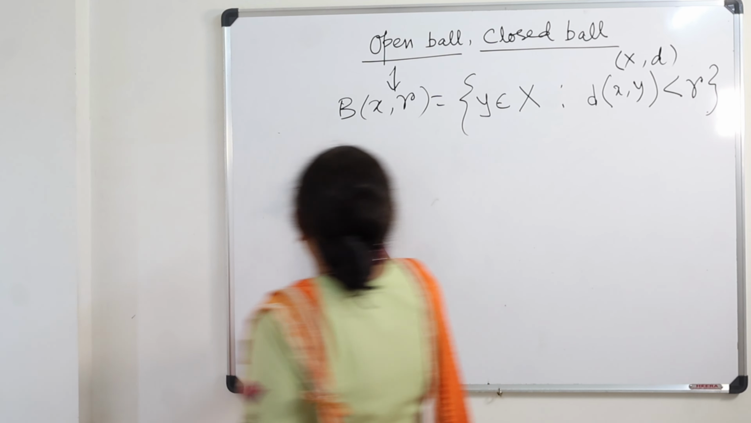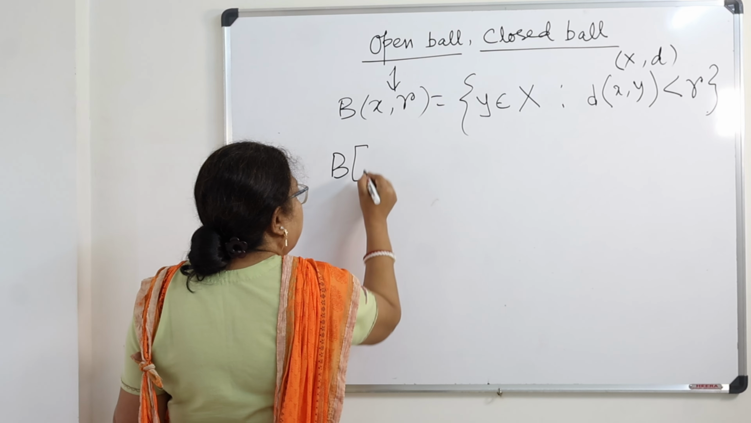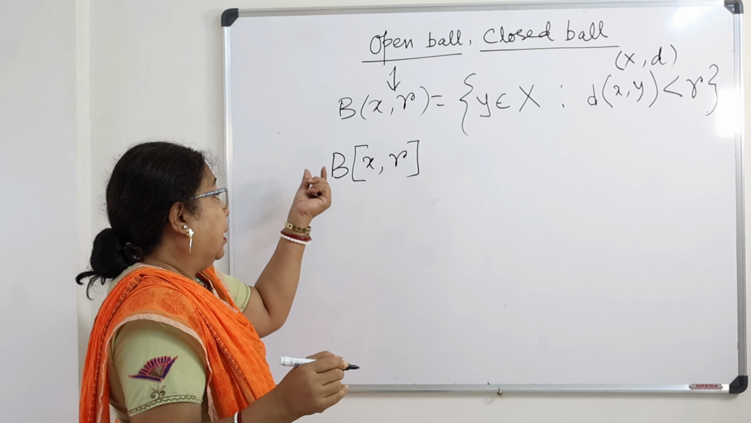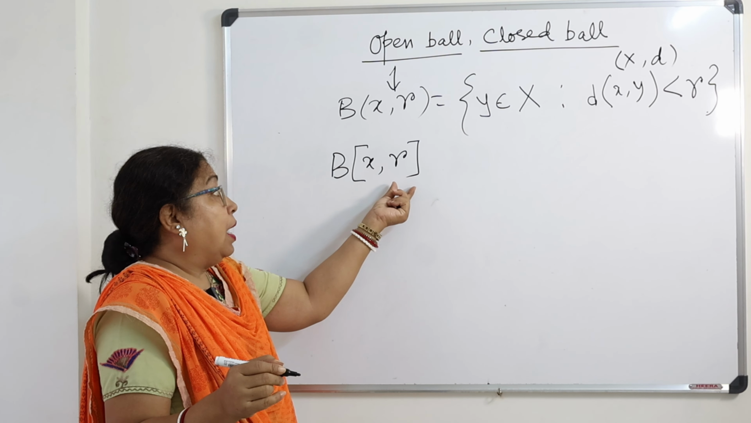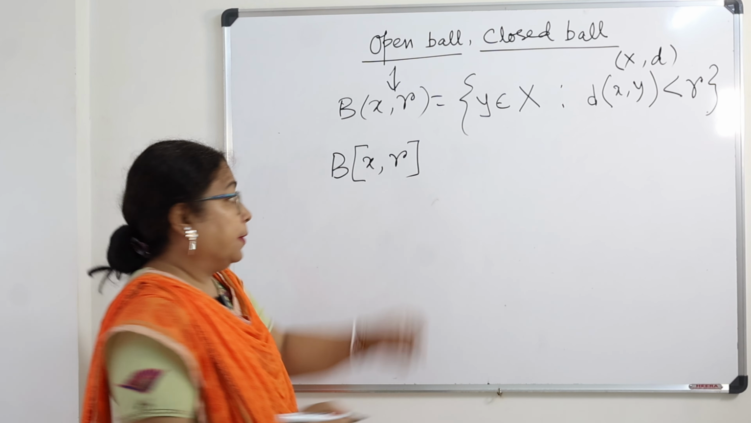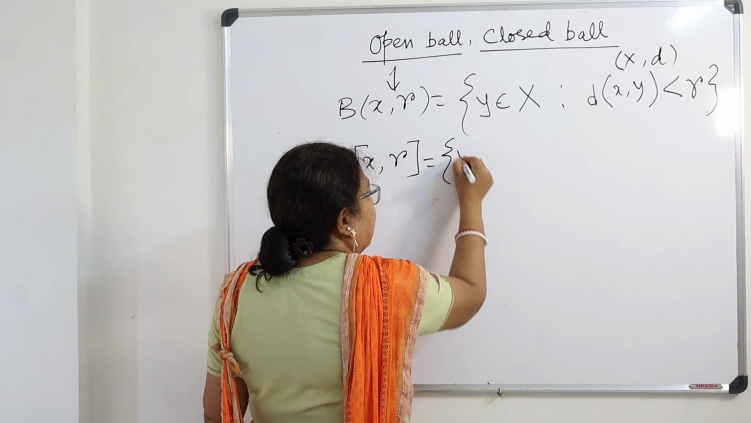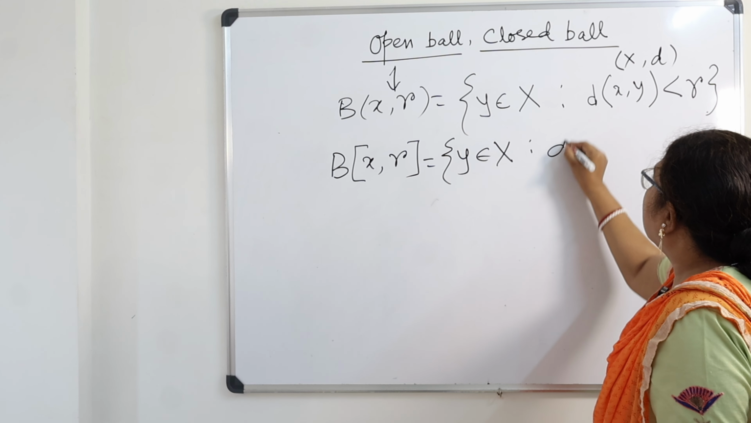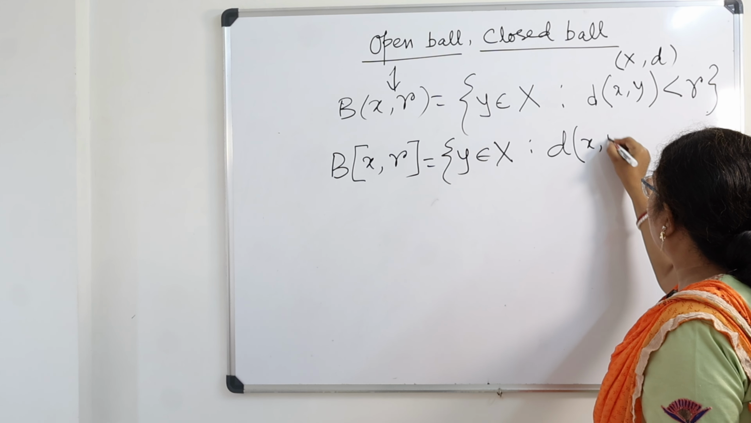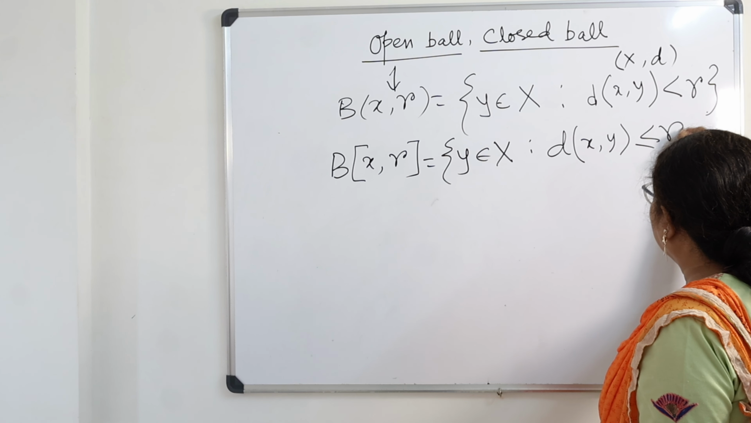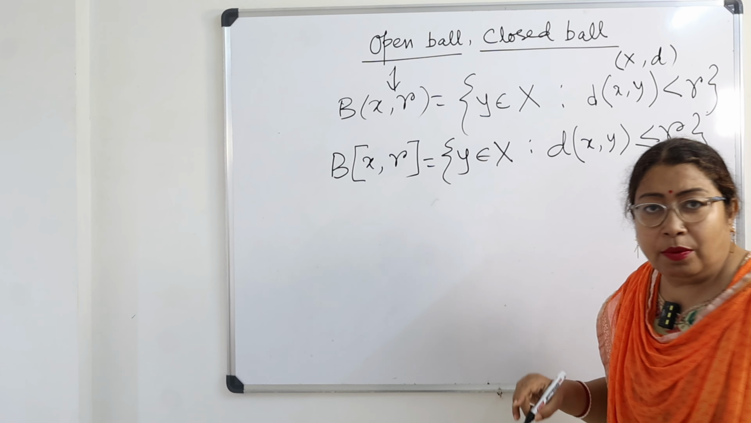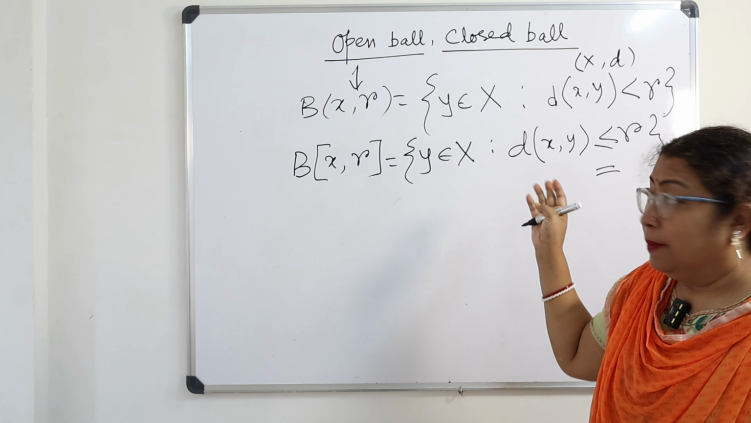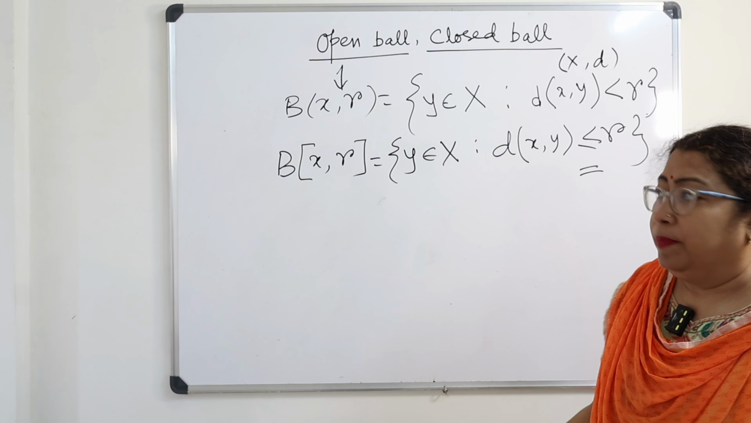Now, what is the closed ball? Usually closed ball is denoted by third bracket [x, r] instead of first bracket. And this is nothing but all those y in the metric space capital X such that distance of x and y is less than or equal to r, here equality considered. This is our closed ball.